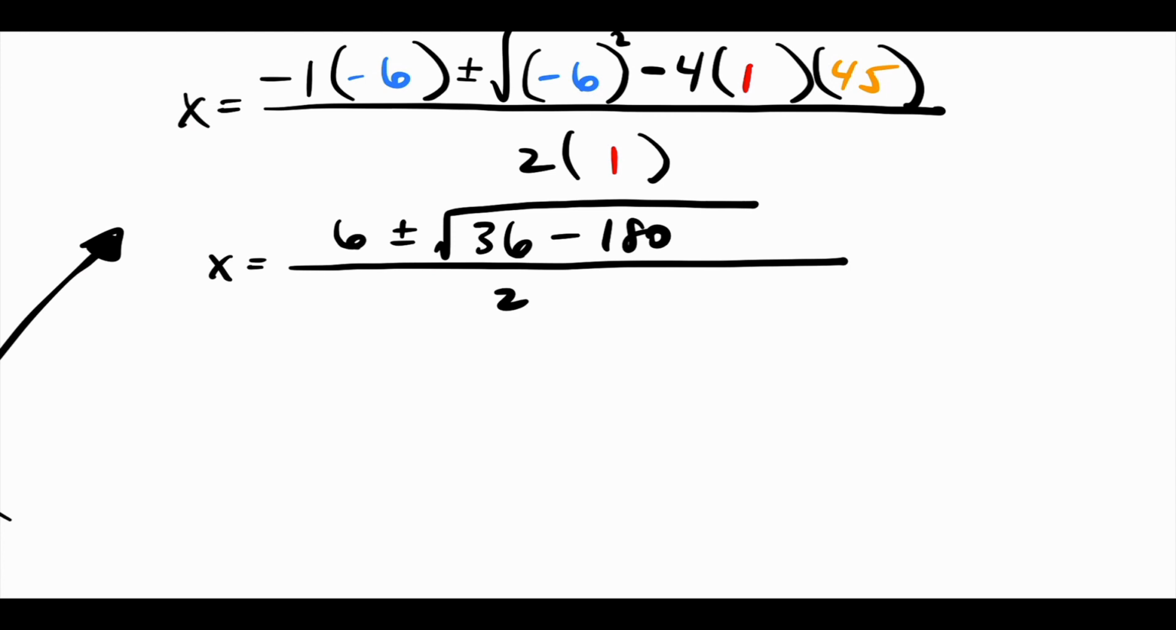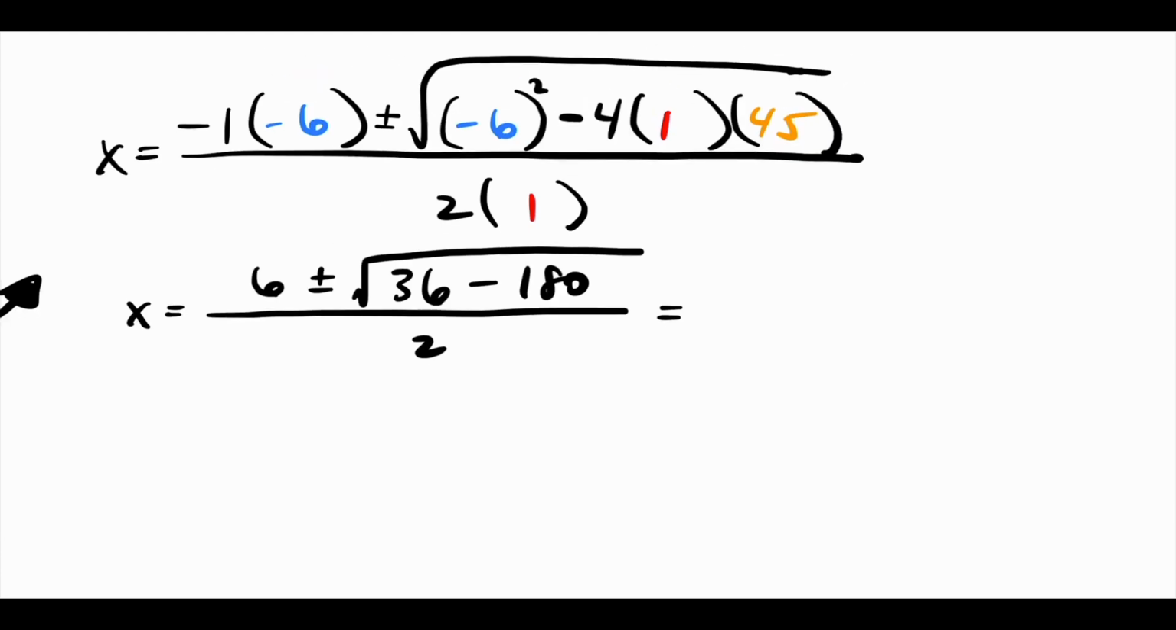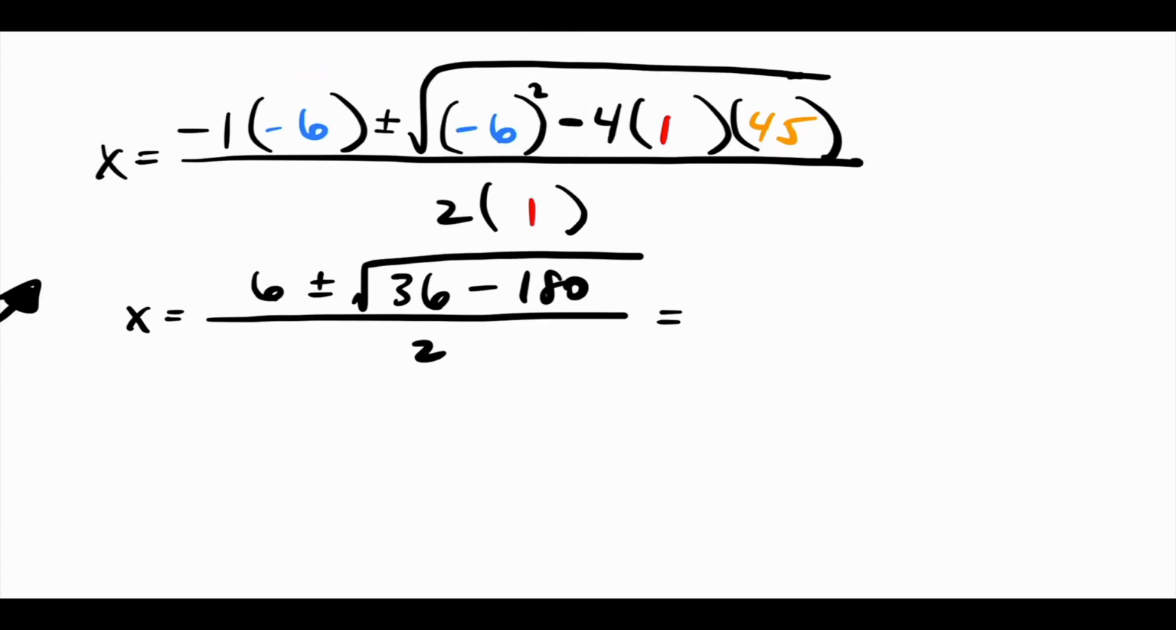And then 2 times 1 is just 2. Okay. So now on the inside of the root, I got to go 36 minus 80. 36 minus 80 is a negative number. It's a negative 144. That's why my calculator couldn't do it. My calculator is not smart enough to do complex numbers. That's why they're called complex, right? We can do it because we know about i. The calculator can't do it.